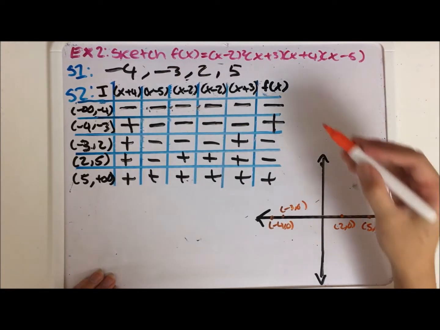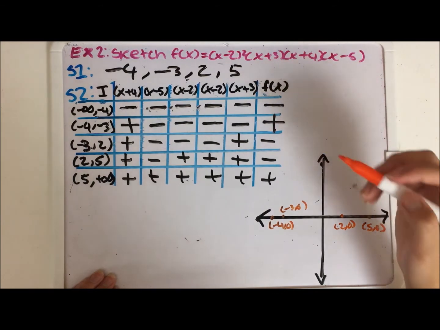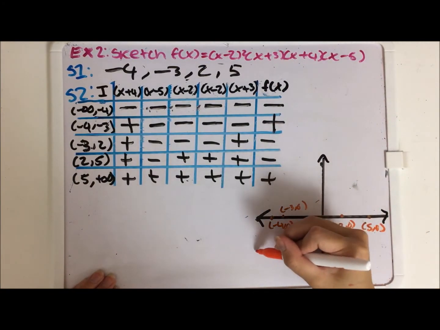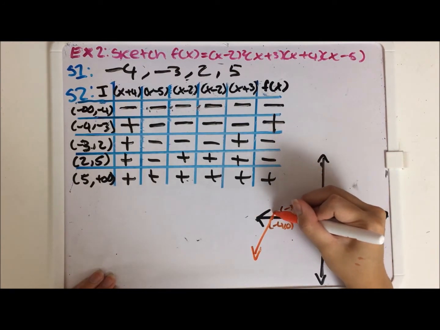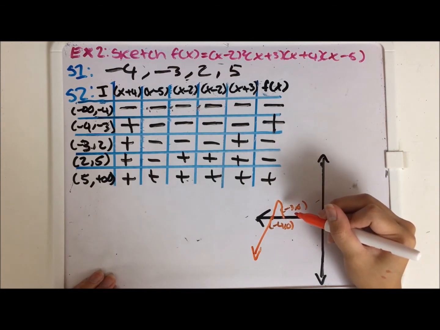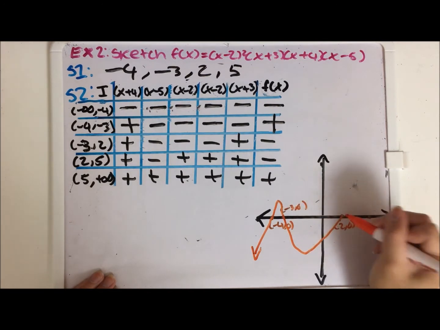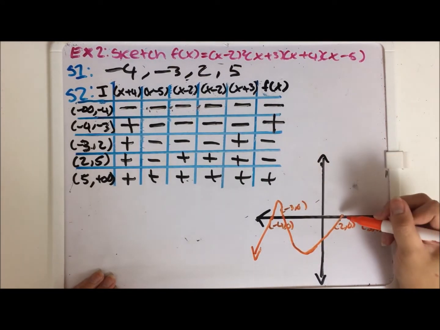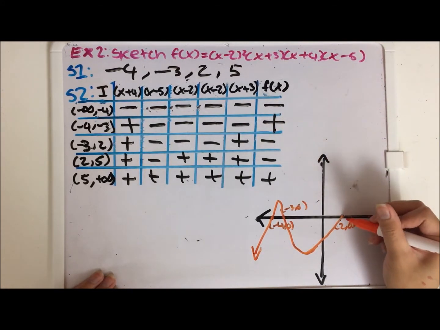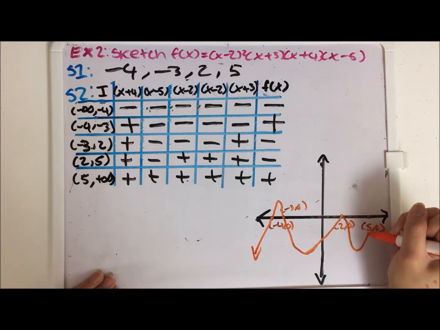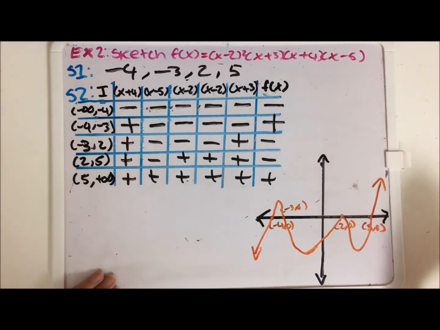So then, looking at our interval table, between negative infinity and -4, our graph is negative. And then between -4 and -3, our graph is positive. Between -3 and 2 is negative. Between 2 and 5, notice that it doesn't change sign, so our graph is negative. And then from 5 to positive infinity, our graph is positive. There you go.